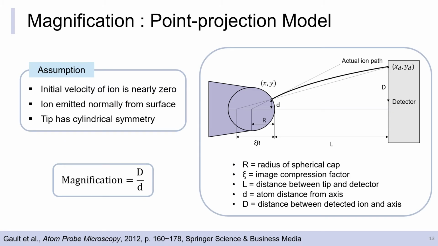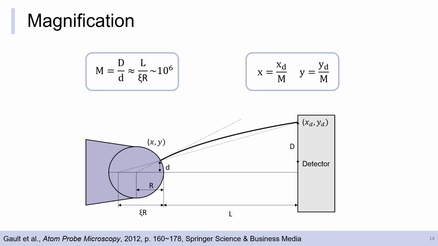First, magnification. The point projection model is the basic principle of magnification. The figure here is a schematic view of magnification. Magnification constant m is defined as the data distance from the axis divided by the real atom distance from the axis. Because the tip size is much smaller than the distance between tip and detector, the magnification constant is usually on the scale of 10 to the power of 6. By dividing detected data by the magnification constant, the real x and y coordinates of the sample can be obtained.